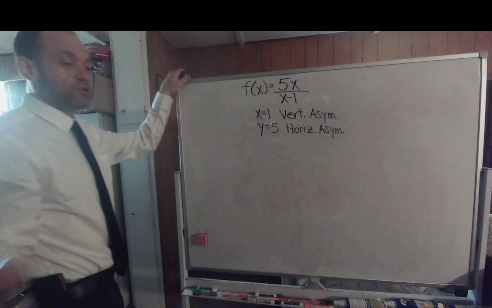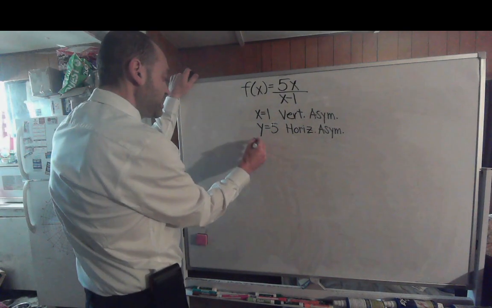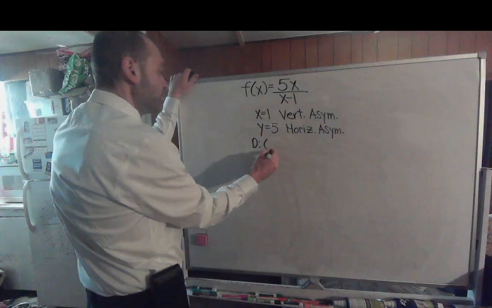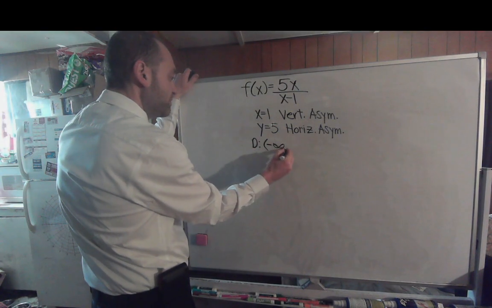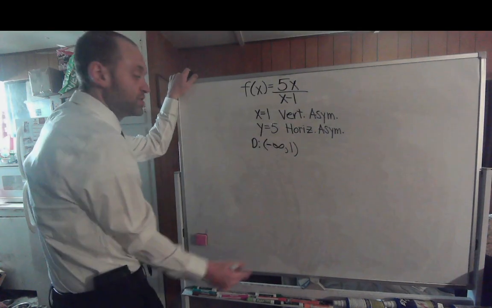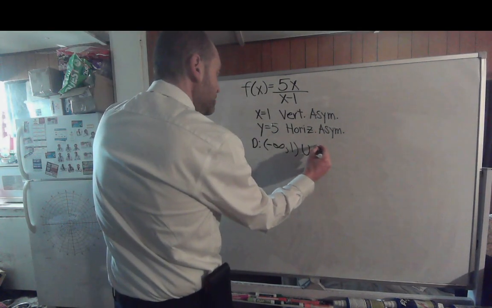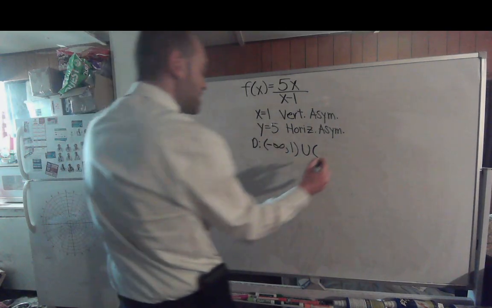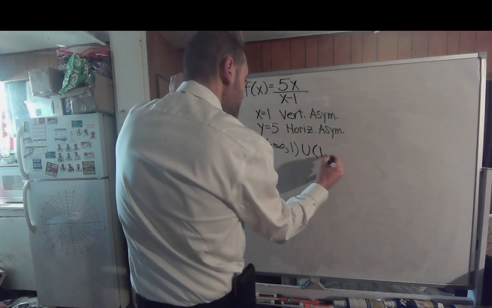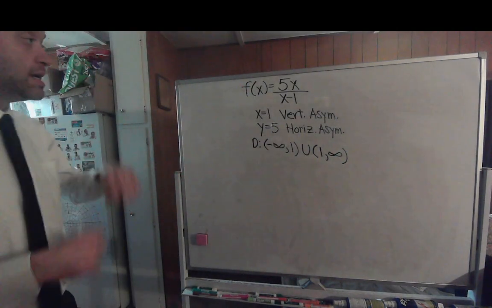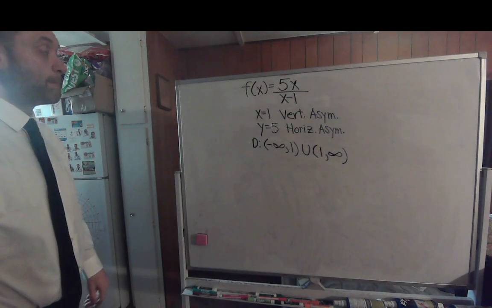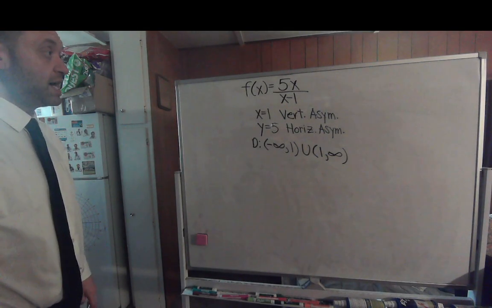All right, now your domain. The domain, again, is all real numbers except x equals 1. So the domain would be from negative infinity to 1 non-inclusive in union with 1 non-inclusive to infinity. Now your range is going to definitely go to 5.